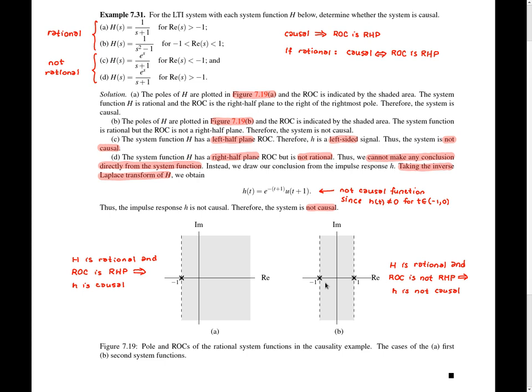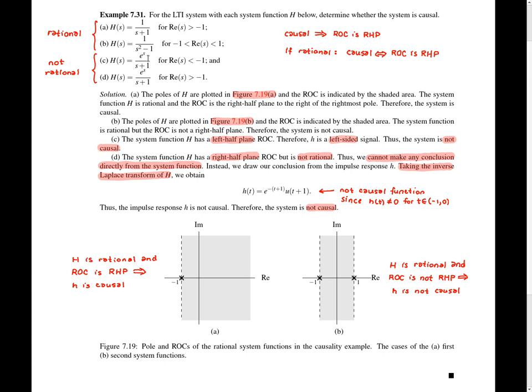Therefore the system in part B is not causal. Next, let's consider the system function big H given in part C. In other words, let's consider this particular system function here. Clearly big H is not rational due to the exponential function in the numerator for the expression for big H. In other words, this exponential function here.